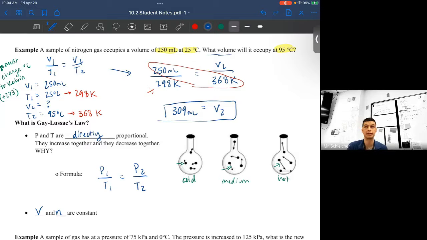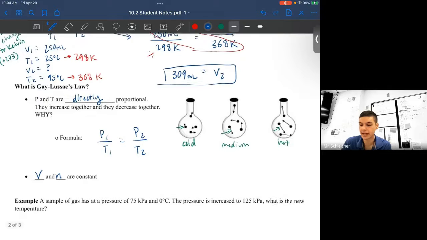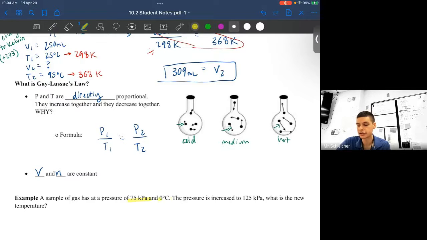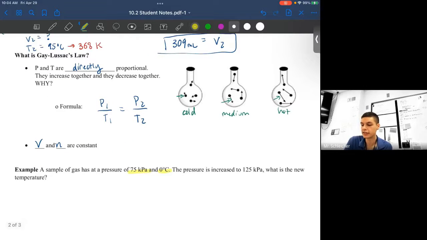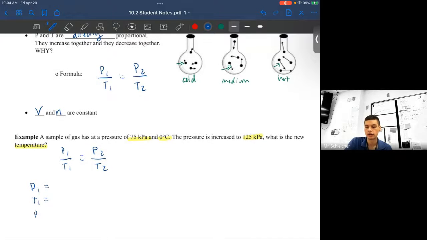So let's look at an example of this. A sample of gas has a pressure of 75 kilopascals and 0 degrees Celsius. The pressure is increased to 125 kilopascals. What is the new temperature? Okay, so because we're talking about pressure and temperature, we know it's going to be using this equation with pressure and temperature. And we can just plug in the things that we know about and then solve for whatever we don't know.